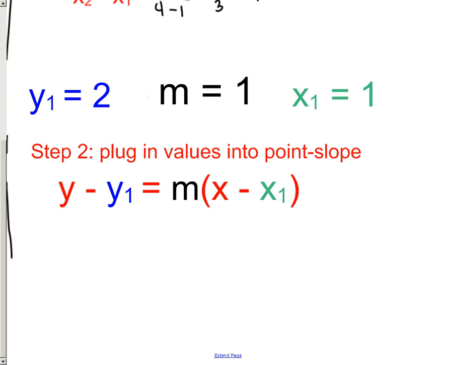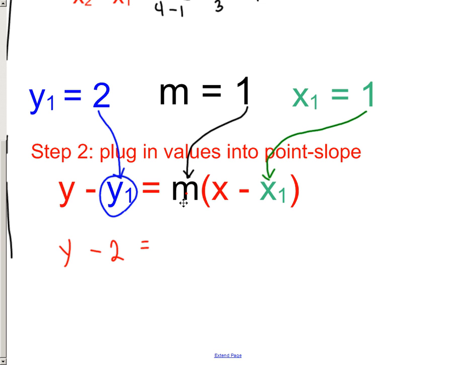This y1 plugs in right here for this y1. The m, or the slope, plugs in right here where it's indicated in the equation. And then this last part, this x1, this 1 right here, plugs in for x1. So when we rewrite the equation, y minus, that's a 2, so 2 equals, what's my m? It's a 1, times the quantity x minus 1. And so that's what we're left with at this point.